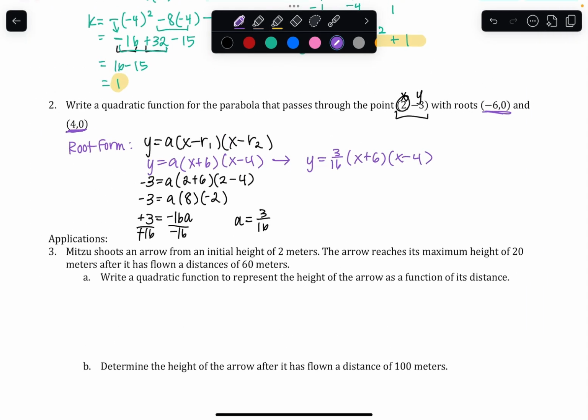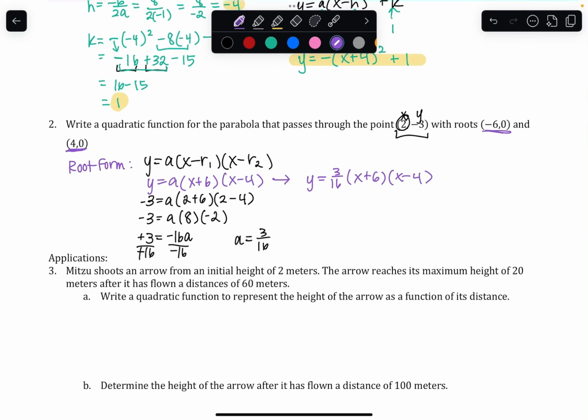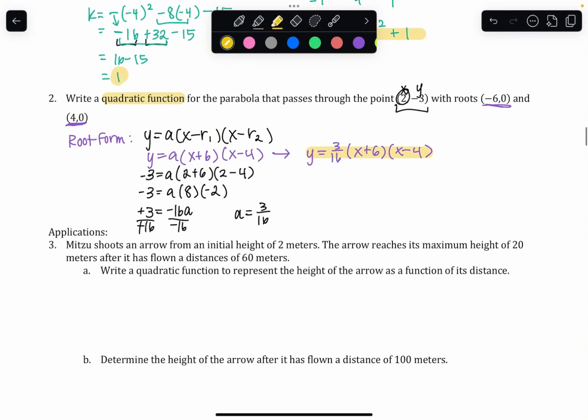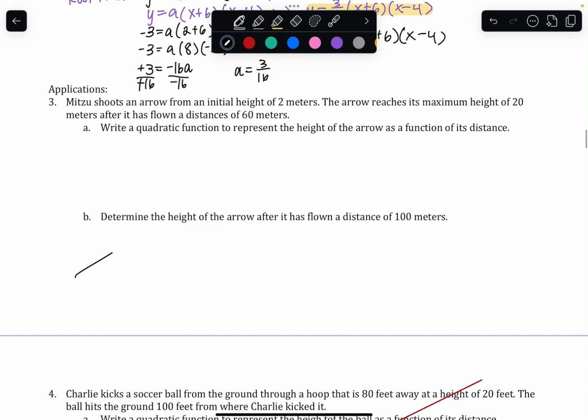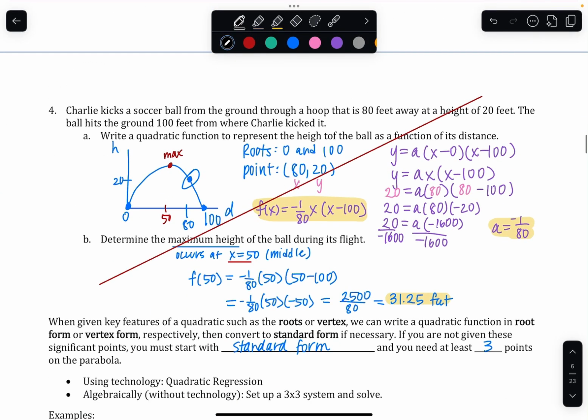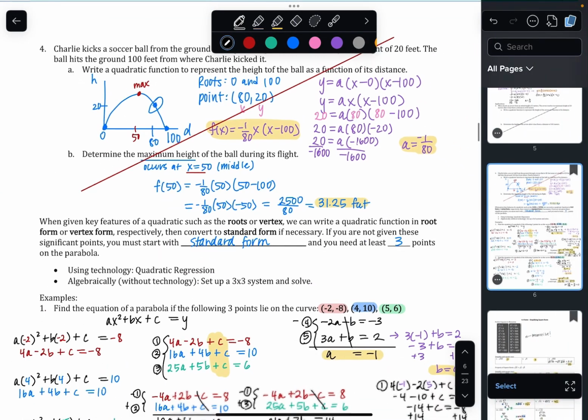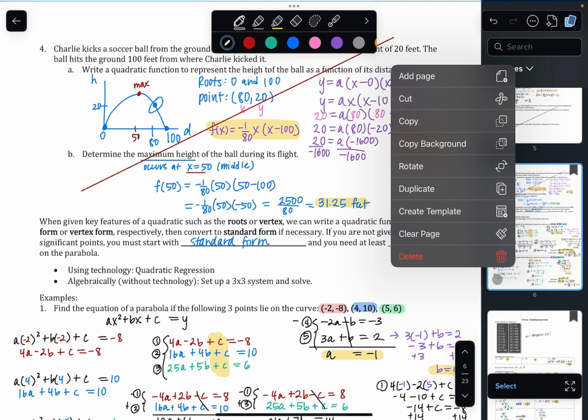Now they didn't specify convert to standard form, it just said write a quadratic function. We just wrote a quadratic function. If we want to get real precise, we can use the function notation, f of x, instead of the y equals. It's the same thing, and so that would work too. Okay, we're going to skip the applications and go straight to these other examples because they take a lot of work.